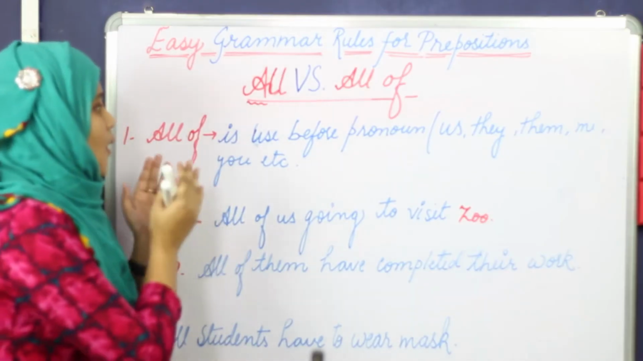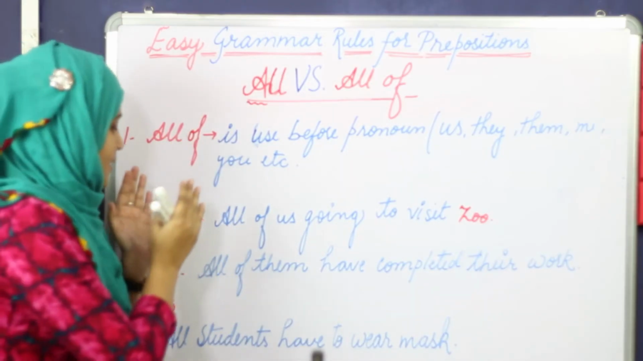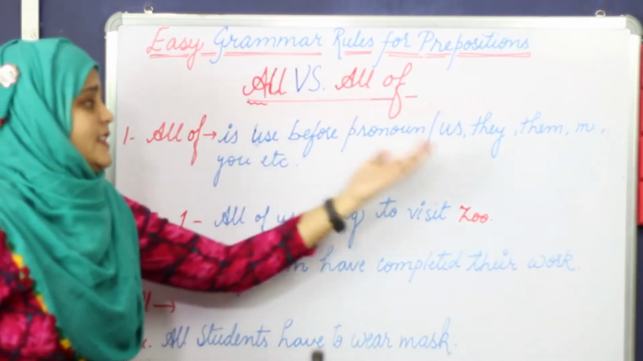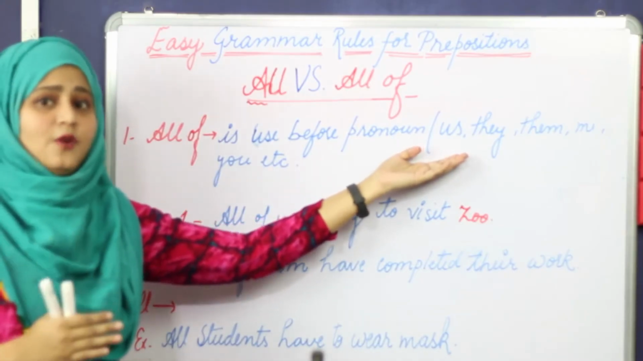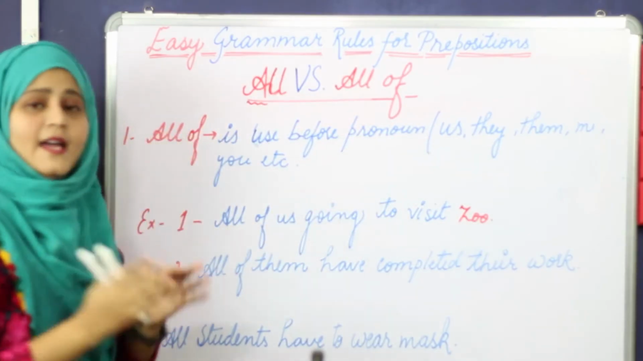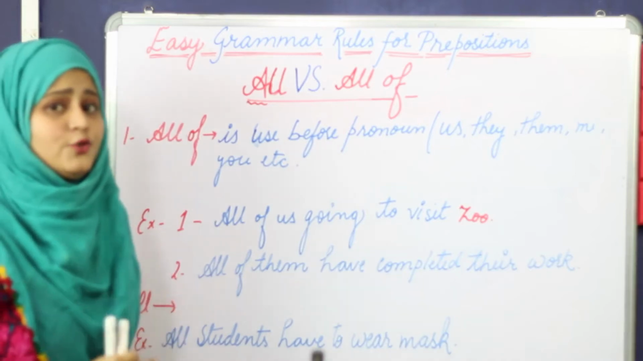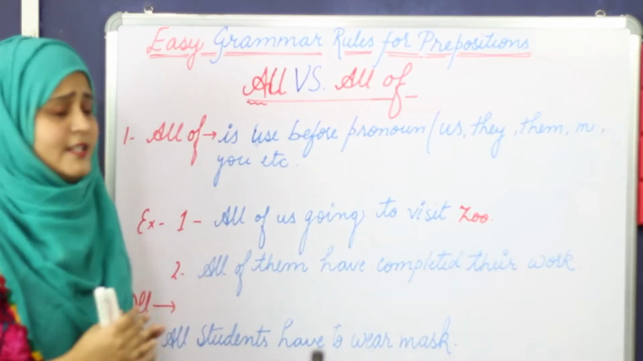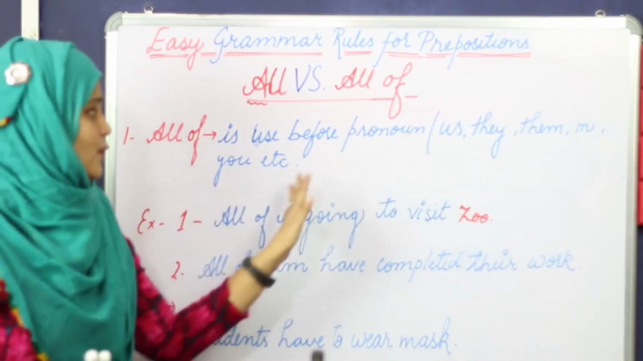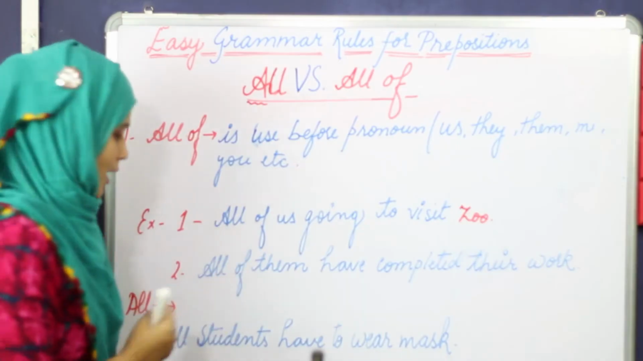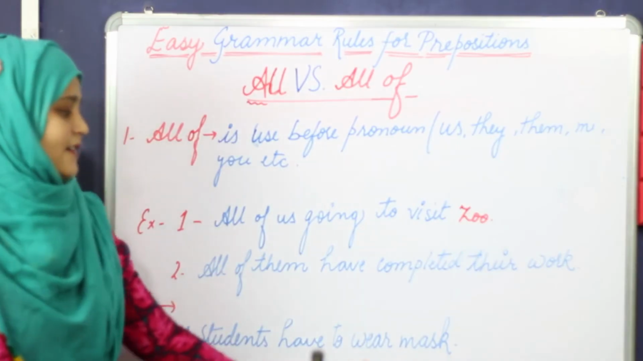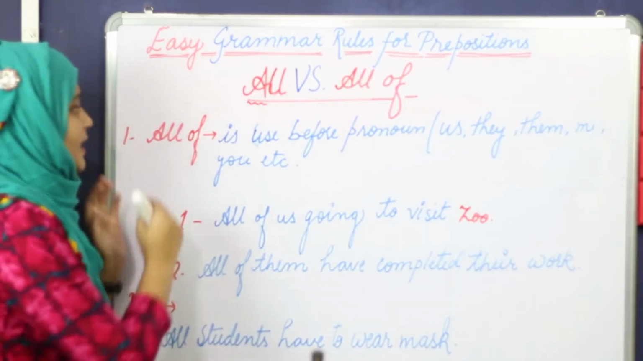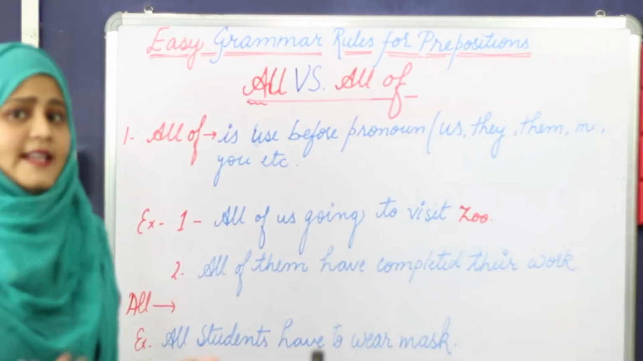So with all of we can use this type, but we have to see if these words come before the pronoun, then we have to use all of. However, if we are going to use all, we use it in all the other cases. Just leave these 3-4 words and then we can use all. For example, all students have to wear masks. So like this we can use all and all of. So let's see the next one.